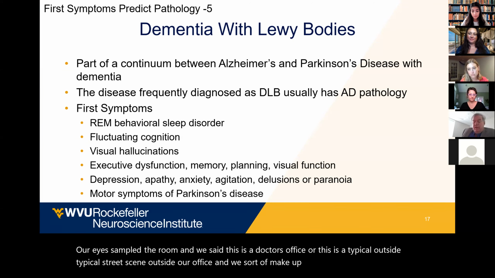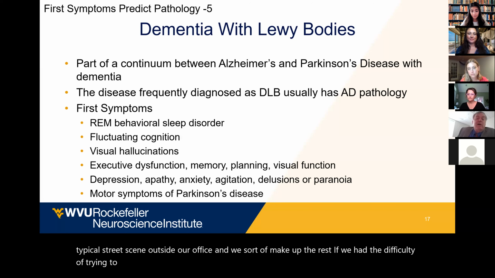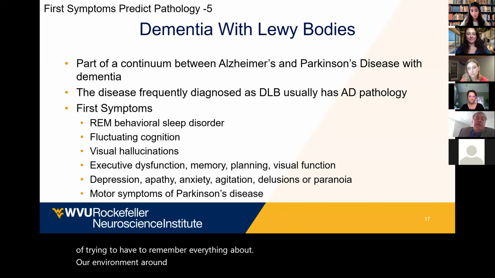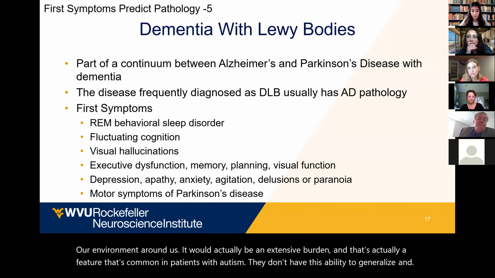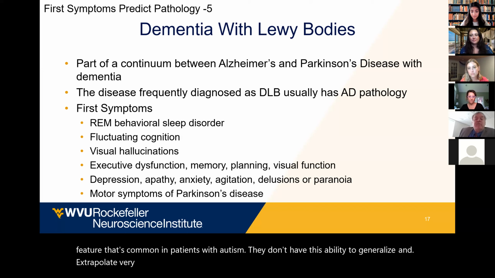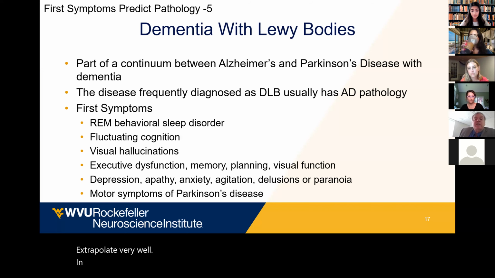If we had to remember everything about our environment around us, it would actually be an extensive burden. And that's actually a feature that's common in patients with autism. They don't have this ability to generalize and extrapolate very well. In general, executive dysfunction, memory and planning and visual functions can be a problem.